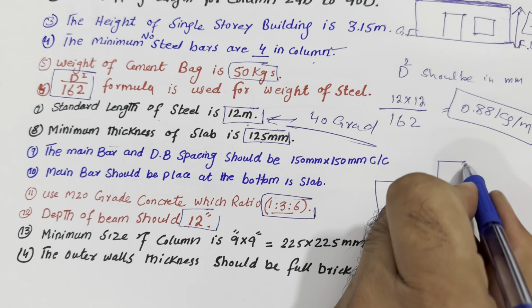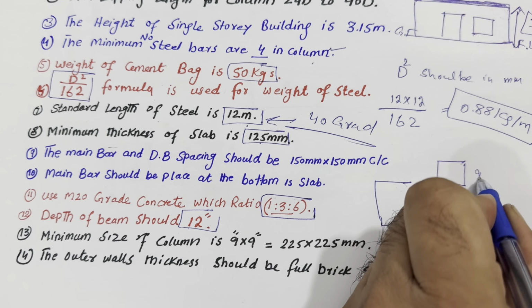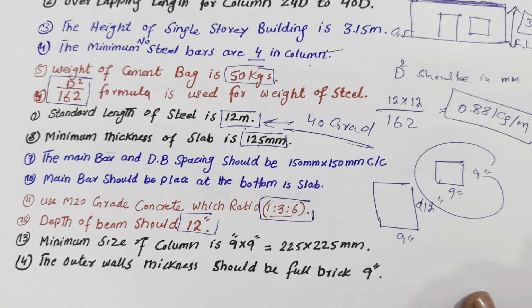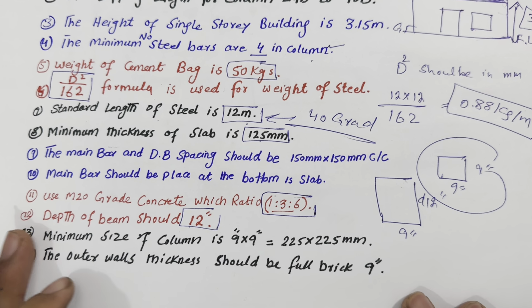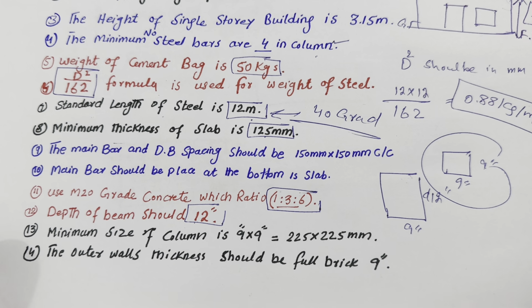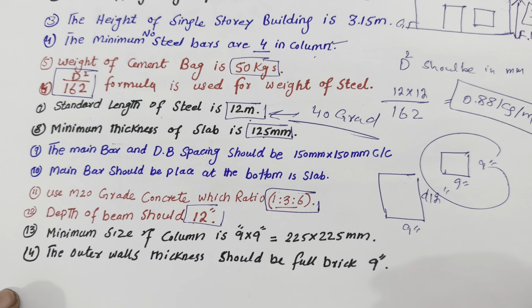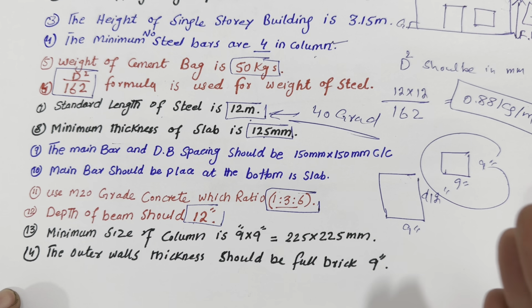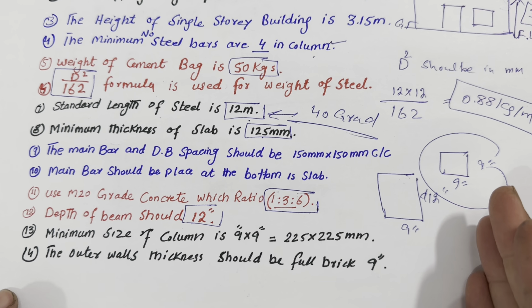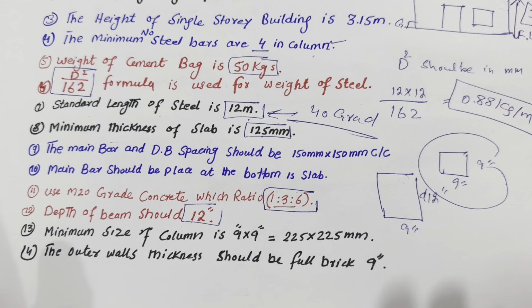Suppose this is column, so the column size should not be less than this, because this is the minimum size in column, right? Which is 225 millimeter by 225 millimeter. The other one is guys, the outer wall. Okay, outer walls we are especially using as a boundary wall, or also you can see the front wall, or especially we are providing for the door and windows, right?